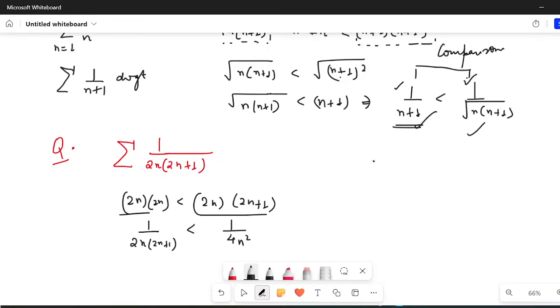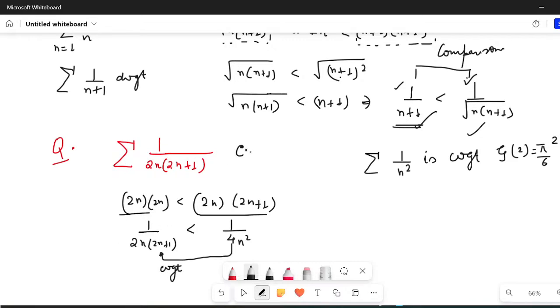And yesterday I taught you in the Riemann zeta function that 1 upon n square is convergent. This is equivalent to what? It is equivalent to zeta 2. And what is zeta 2? I told you by Fourier series also we can find this is equivalent to pi square over 6. So clearly this is convergent. Since this is convergent, it implies this is also convergent. I hope everybody is getting my point.